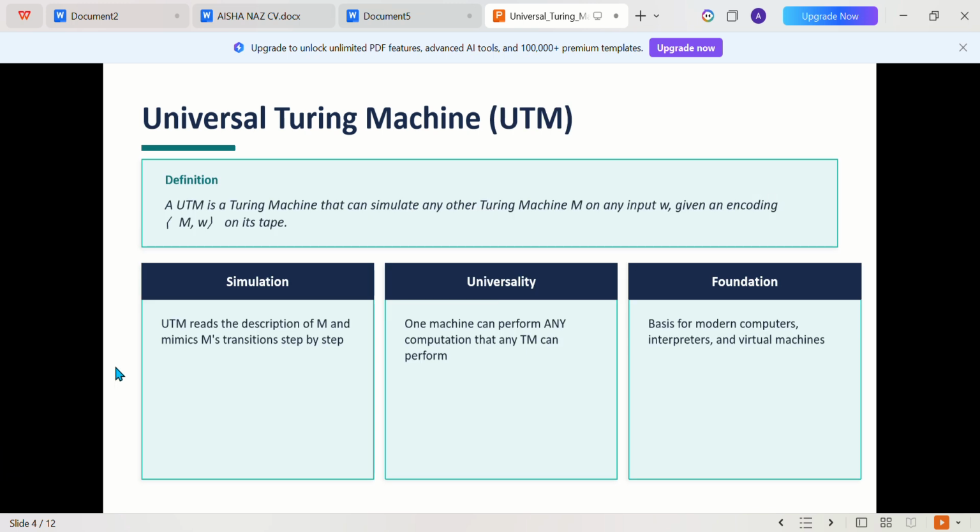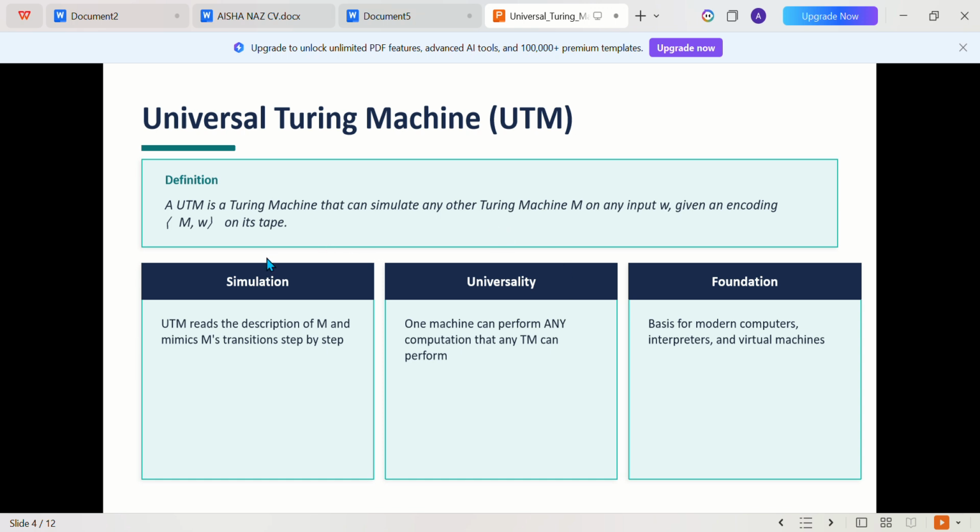Now coming to the universal Turing machine, a universal Turing machine can simulate any other Turing machine on any input, and then it will give us the outputs, whatever outputs the Turing machine which is being simulated in that universal Turing machine is giving. So it can solve any sort of problem.